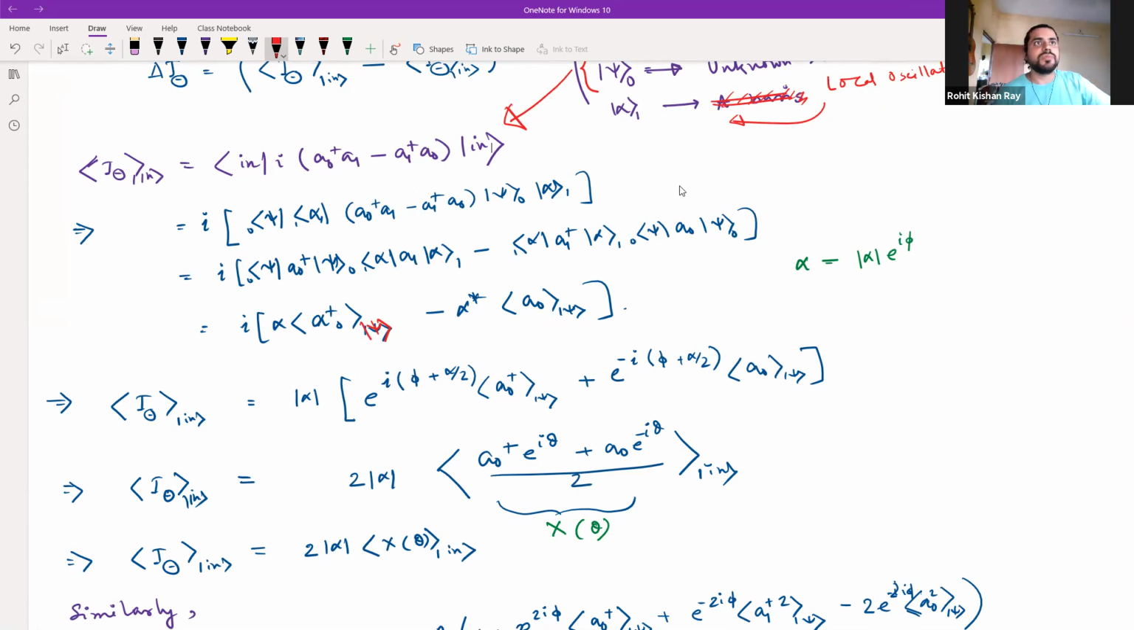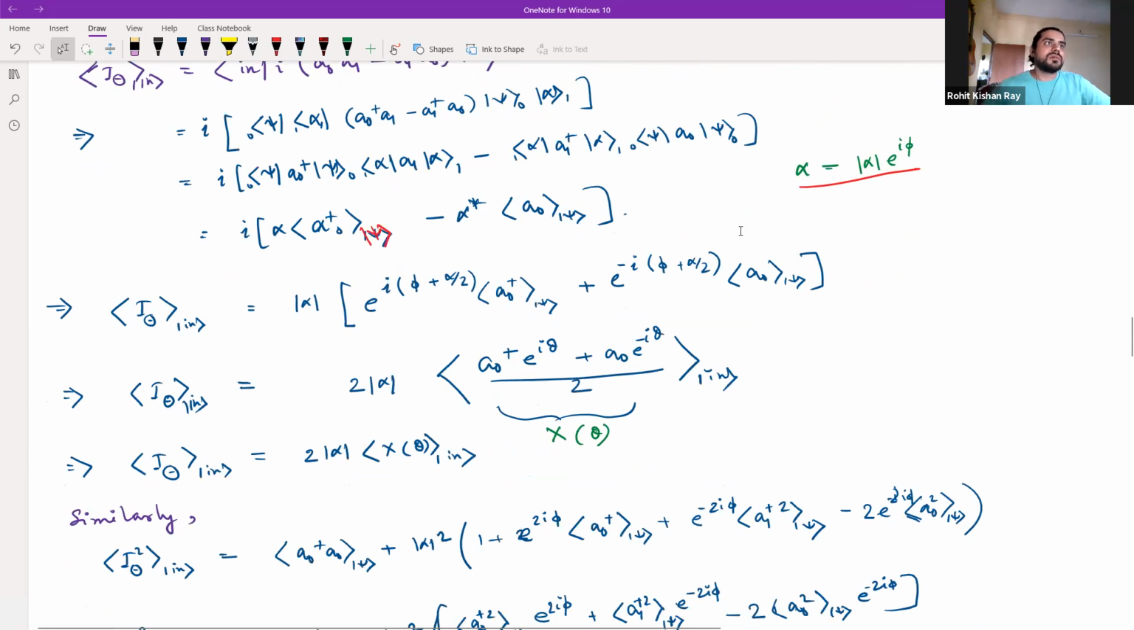These are the results we know from before. Like I have said before, we can write alpha as a complex number where mod alpha is the modulus of it and e to the i phi is the phase. We can use this fact here. So mod alpha goes out, and this e to the power i phi goes as e to the power plus i phi and minus i phi. Then we can rearrange the terms and express it in this way.